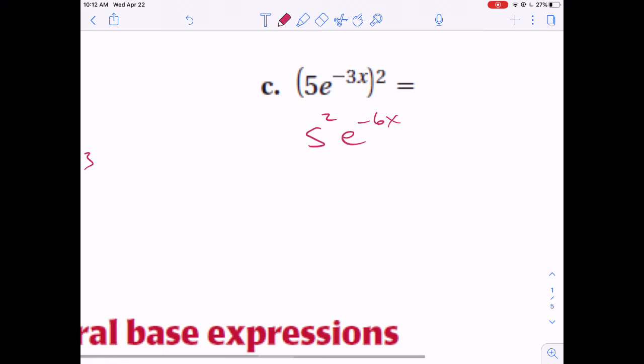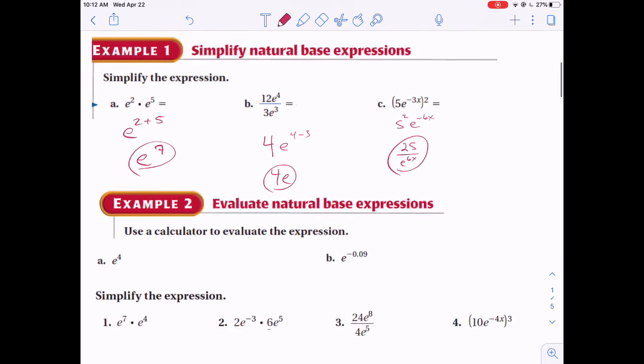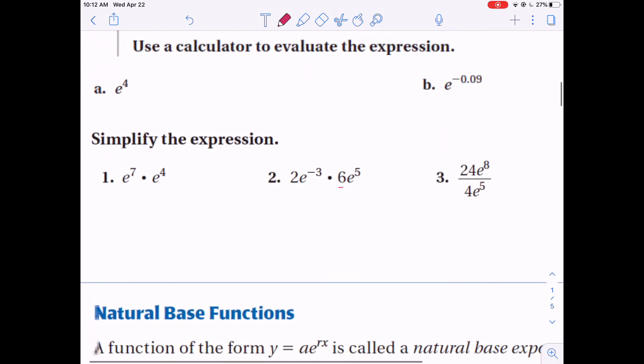Now again, you can't have negative exponents, right? Bad news. I got to move them. So this is up in the numerator. I have to go down to the denominator and I change the sign. So I have 5 squared, which is 25, and e^6x. Yeah, that's done. Not much else to do there. Simplify only, right?